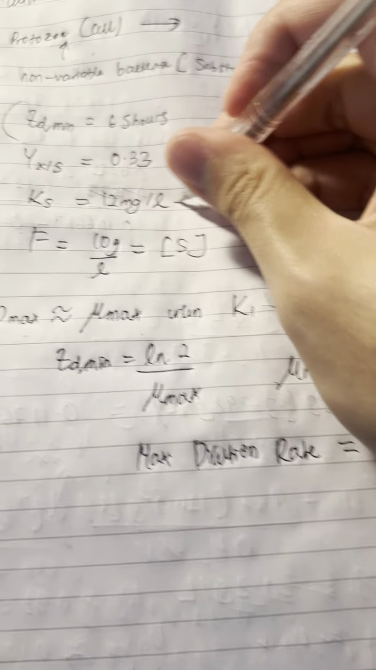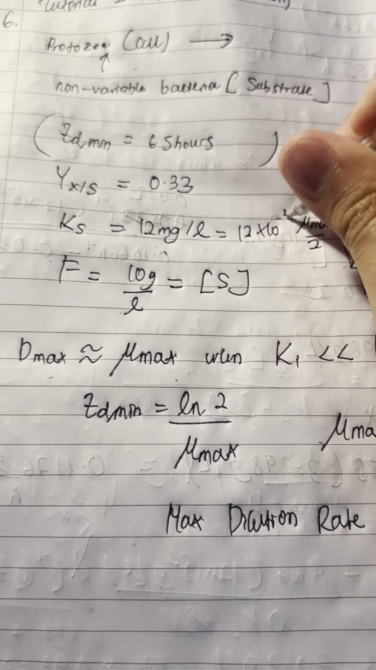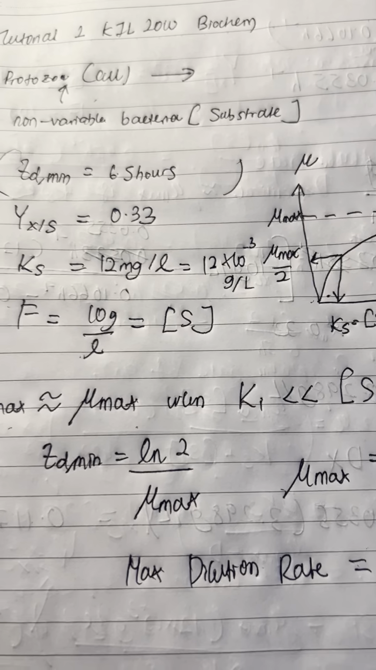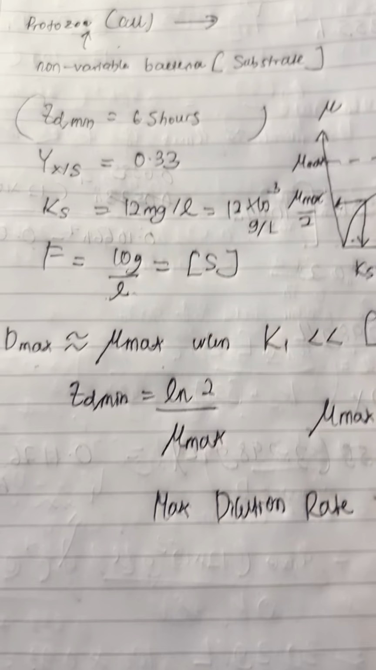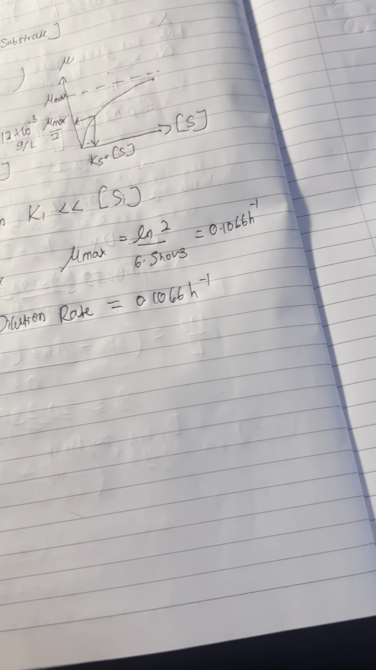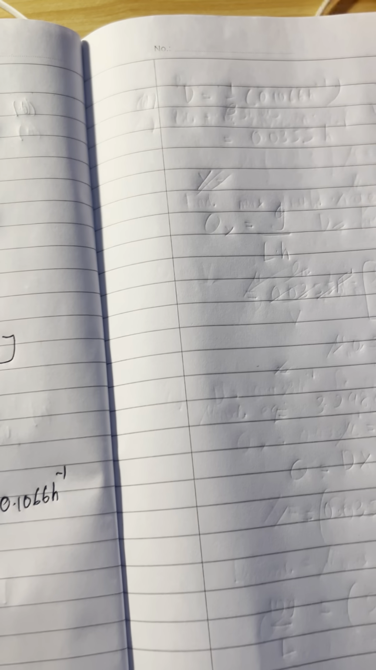You can see here that the Ks, the substrate constant, is way lesser compared with the initial substrate of 10 gram per liter. So take that into consideration. Now let's move on to question B. Questions B, C and D are just analyzing what happens if we make it half, 3/4 of the maximum, and 1/3 of the dilution rate. We'll look at them one by one.